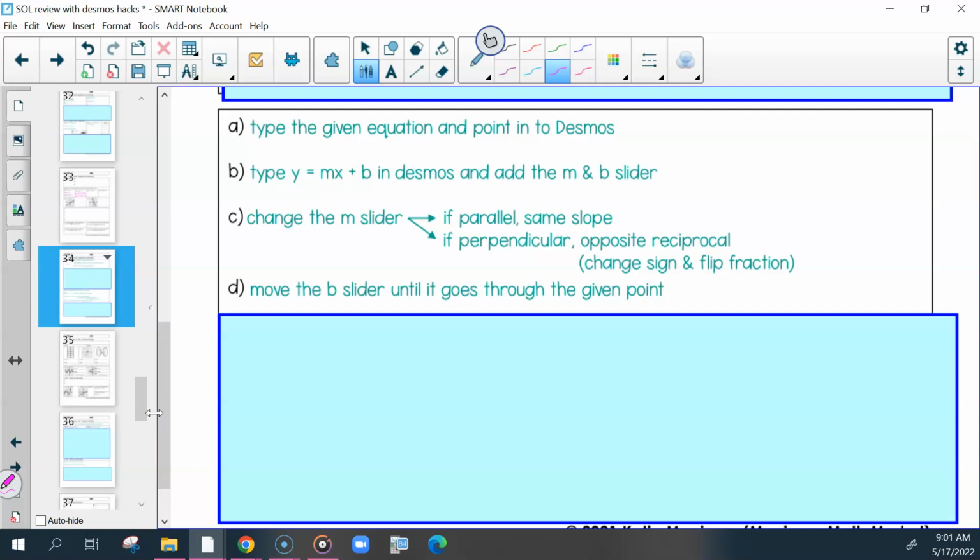B is type y equals mx plus b into Desmos and add the m and b sliders. C is change the slider. If parallel, change them to be the same slope. If perpendicular, change it to the opposite reciprocal. And instead of moving the slider, you can type in the actual number you want it to be. So if it's parallel and it's 2, we can type in the number 2. If it's perpendicular and it's 2, we can type in -1/2. And then move the B slider until it goes through the given point.